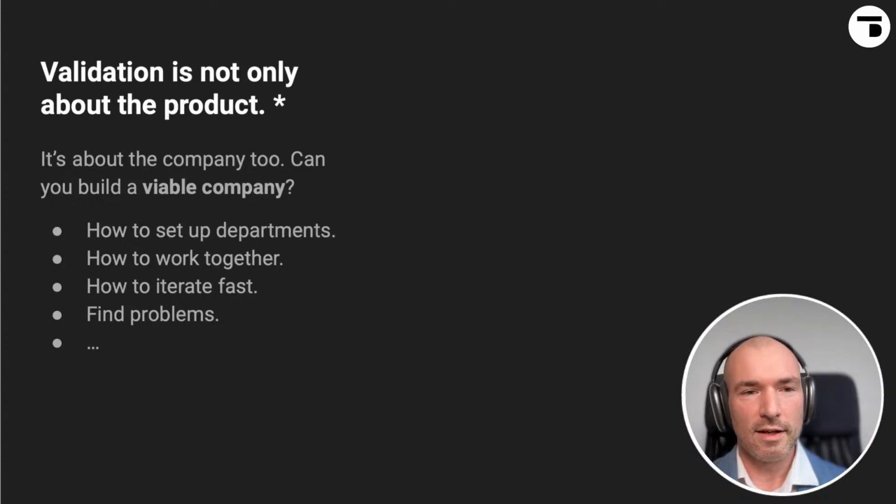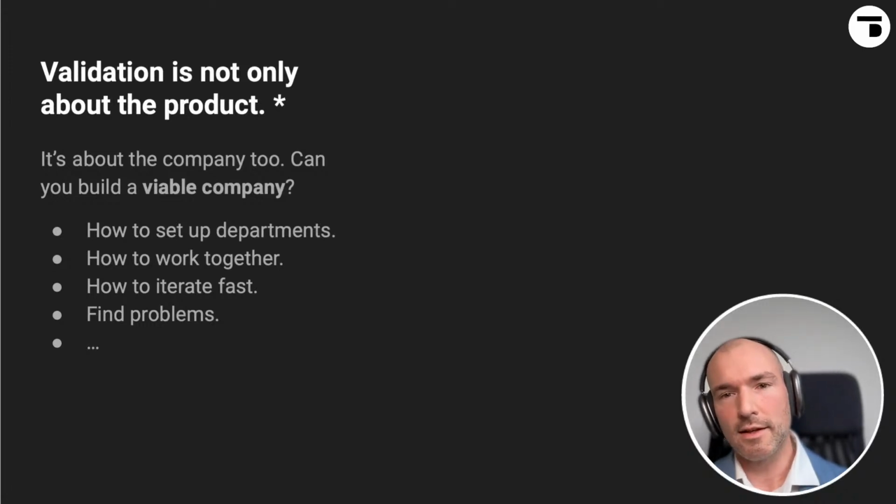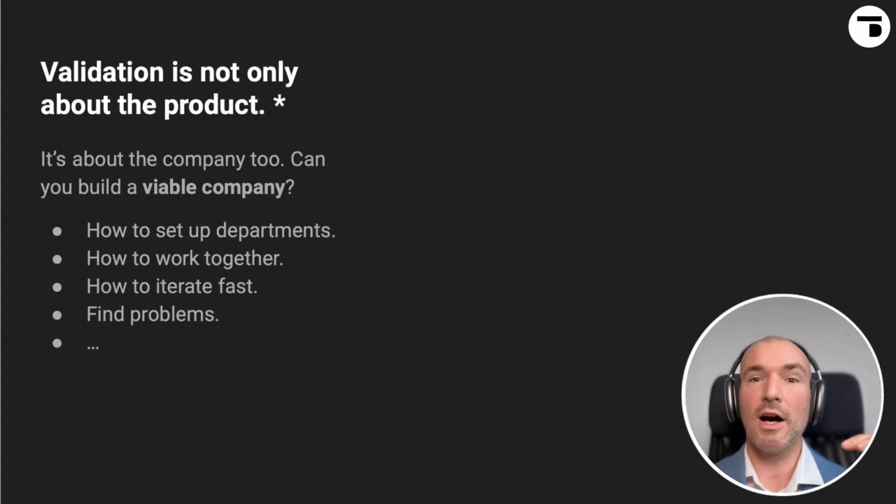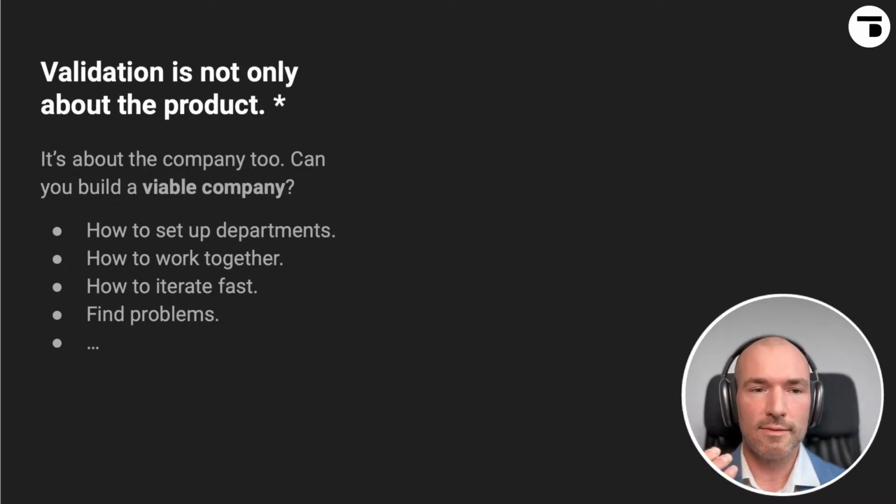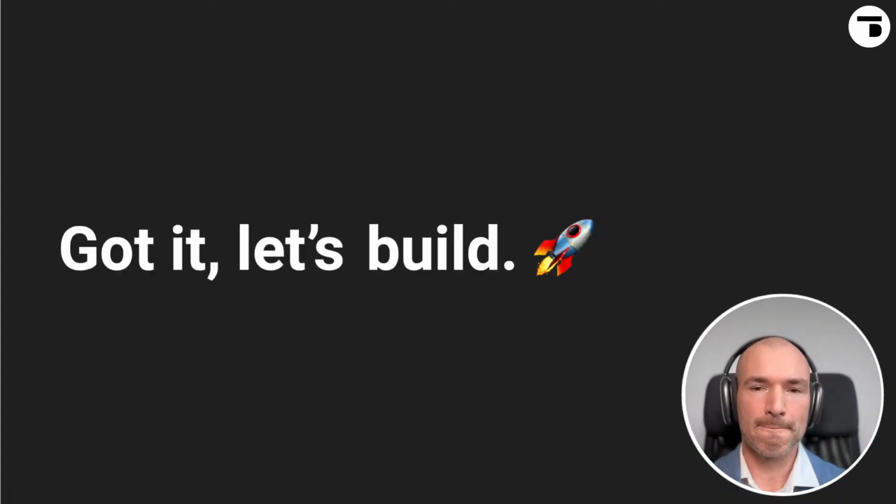So a crucial point of the MVP is also to learn internally how to set up departments, how to work together, how to iterate fast, how to find problems and then find solutions to those problems so they don't end up bogging down your company, and how to iterate on features so that you are able to continuously deliver impact to the users, but also get feedback and learn and adjust your loop. So now that's all clear, let's go build it.